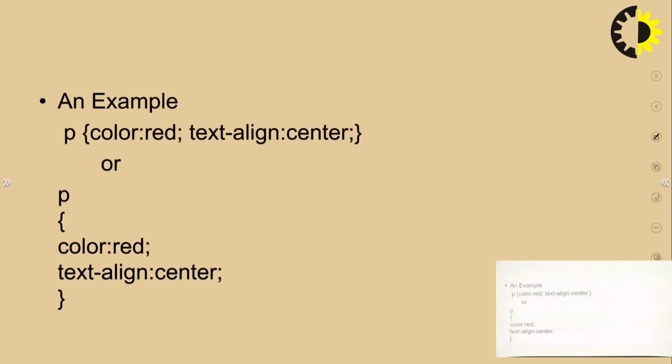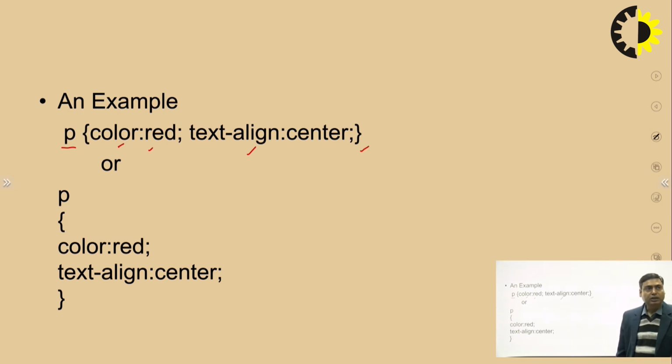Now look at an example. Now we are going to set the CSS for the HTML tag P. P is the HTML element, and we have two declarations. In the first declaration, we are setting the property color to red. In the second declaration, we are setting the property text-align to center, and that is the end of the CSS.